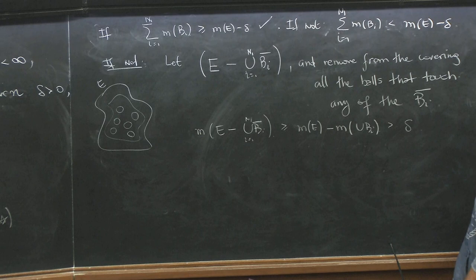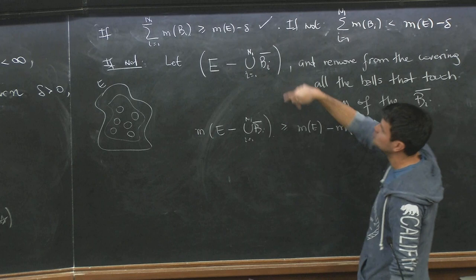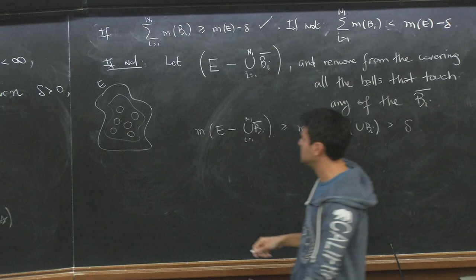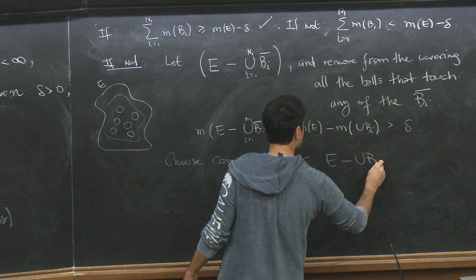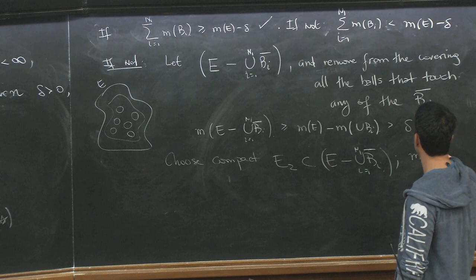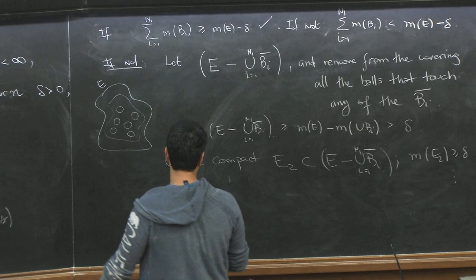So you have a set, a Vitali covering of the set with balls that are disjoint from the balls that you selected previously. This set has measure bigger than delta. And then you do it again. You choose a compact set E2 contained in this new set, with the measure of this compact set E2 bigger or equal than delta, and you repeat the process, and repeat the process.